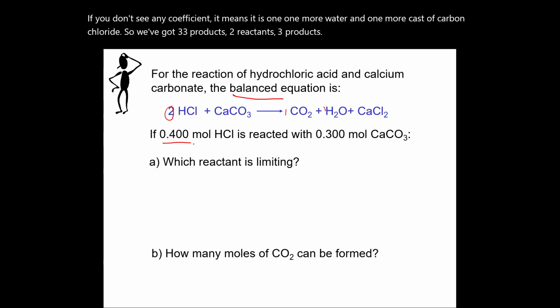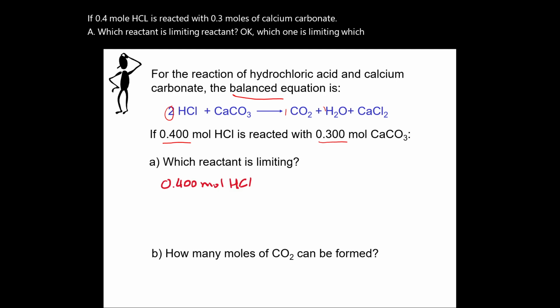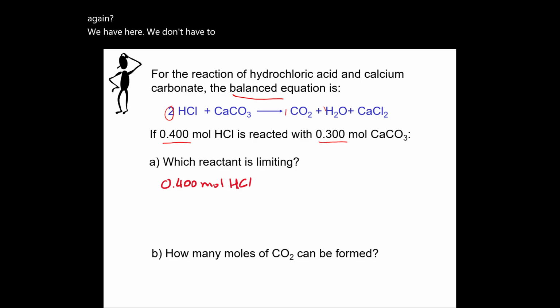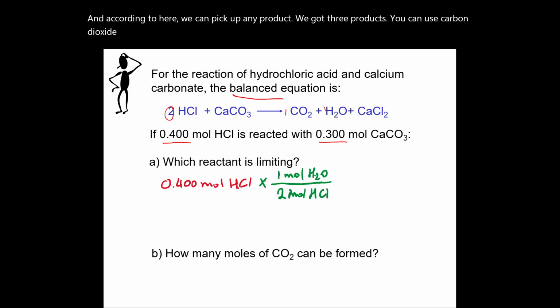If 0.4 mole HCl is reacted with 0.3 moles of calcium carbonate, which reactant is a limiting reactant? Okay, which one is limiting? Which one is consumed first? Again, we don't have to convert grams to moles. It's already given in moles. 0.4 moles HCl. And according to here, we can pick any product. We got 3 products. You can use carbon dioxide, water, or calcium chloride. Doesn't matter.